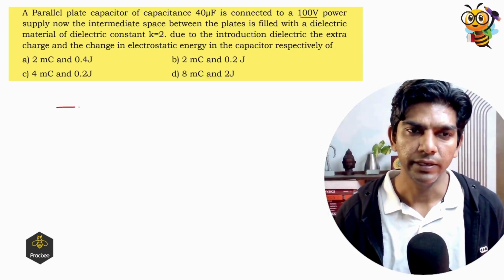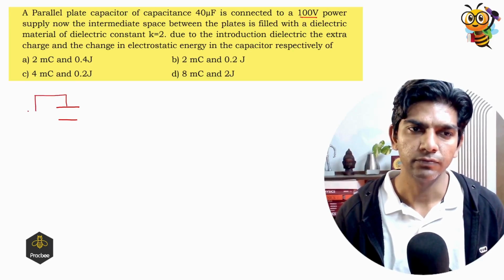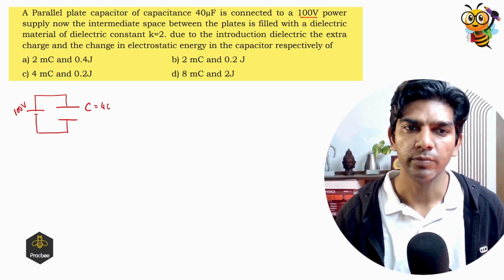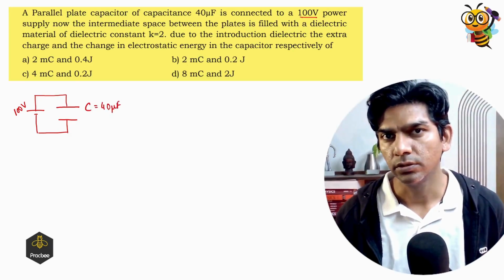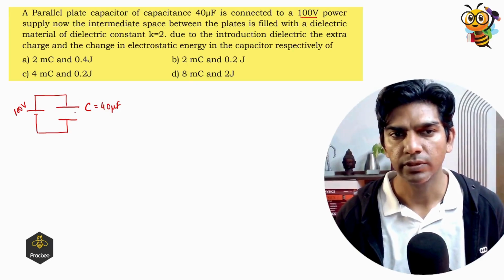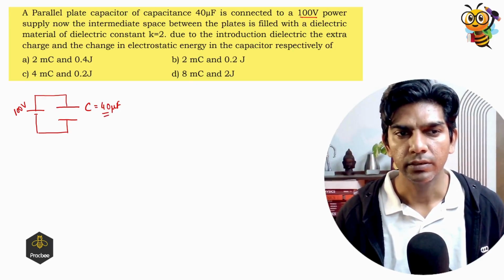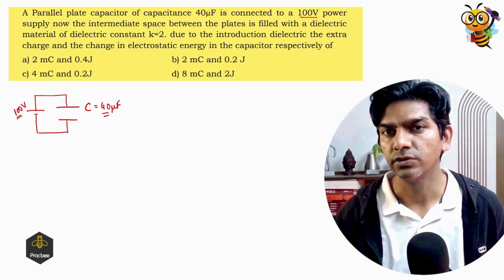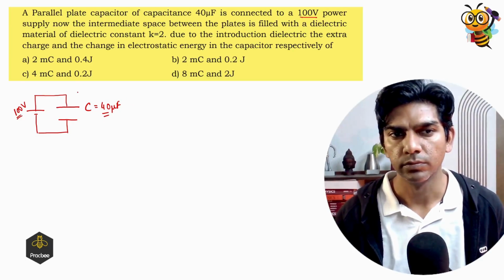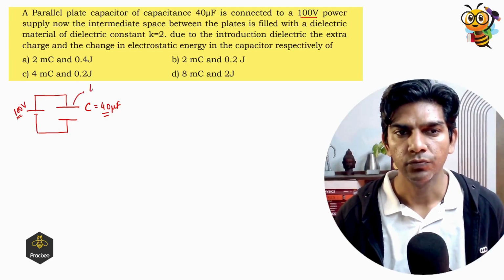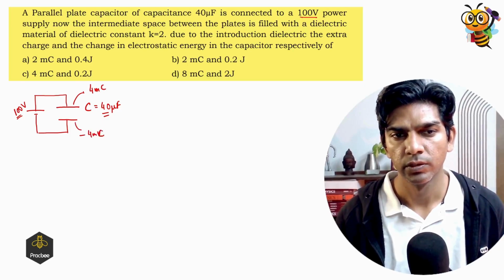So when we connect a parallel plate capacitor with a battery of EMF 100 volts, and capacitance is 40 microfarad, then the charge on the capacitor plates will be CV, so that will be 40 times 100, which is 4000 microcoulomb. So the charge will be 4 millicoulomb, right? On this plate it will be minus 4 millicoulomb. So this will be the positive plate, this will be the negative plate.